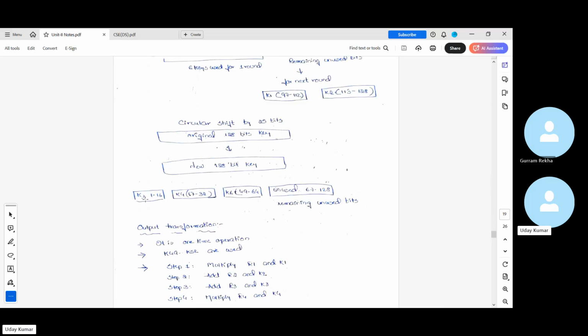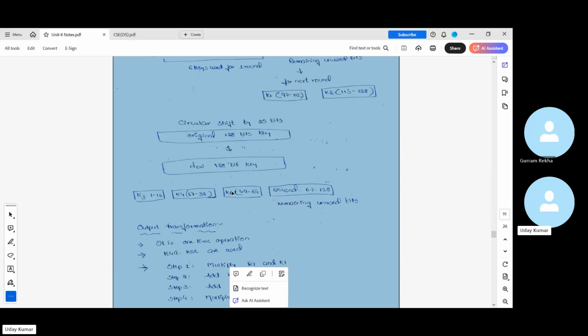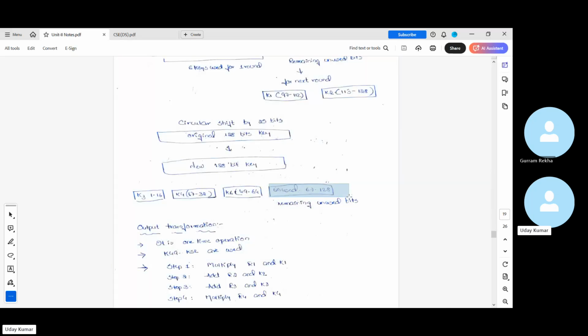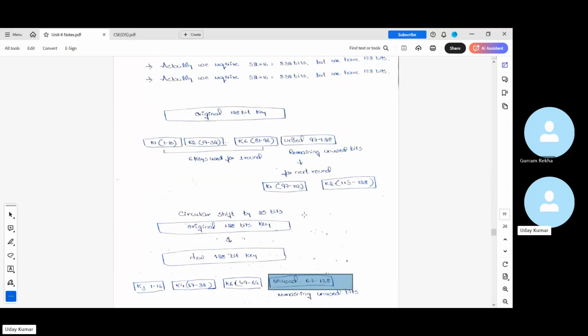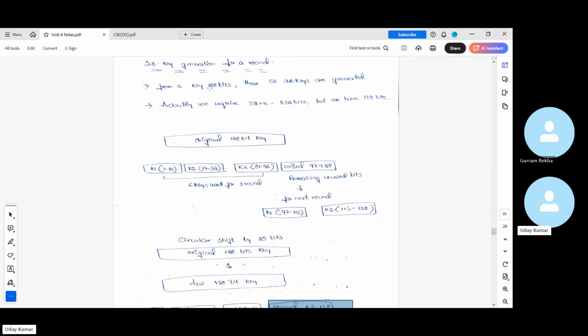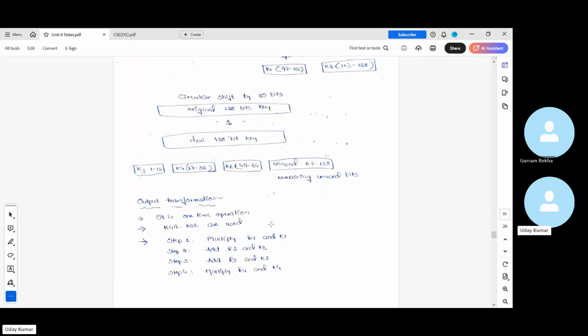You should worry about key 3, key 4, and the other keys. So in the new 128 bit key you are going to get, 1 to 16 will be K3, 17 to 32 will be K4, and like that you're going to do the circular shift, students. Again you will get unused bits, and the remaining unused bits will be used for the keys of the next round. That is how you generate. You have only a 128 bit key, but you are going to generate 832 bits, right?